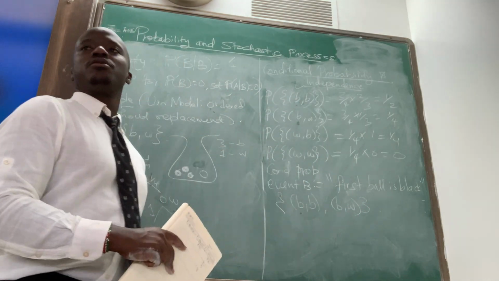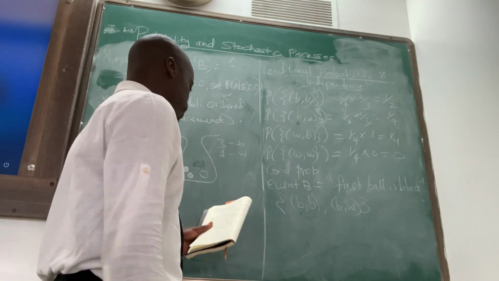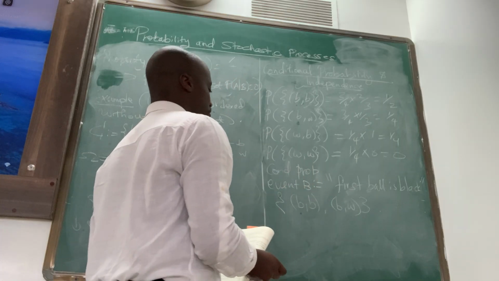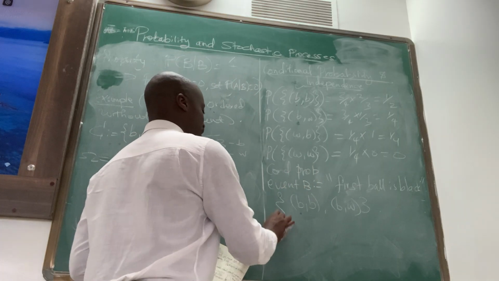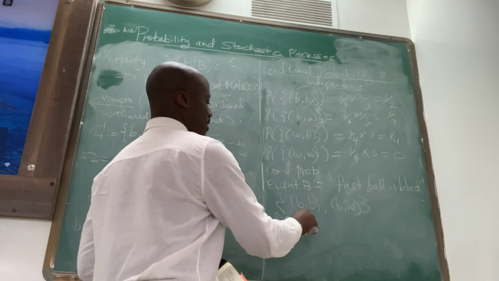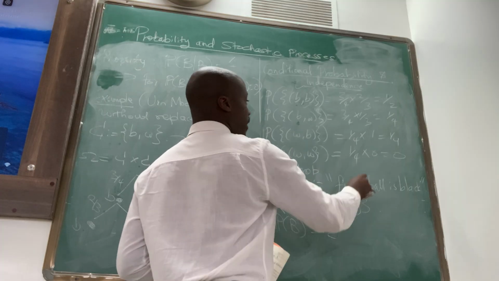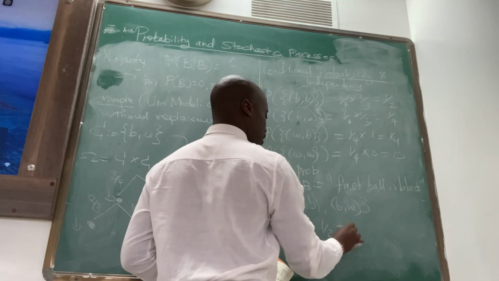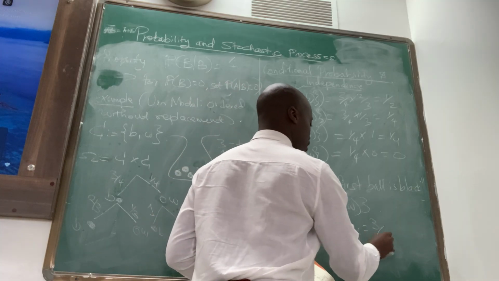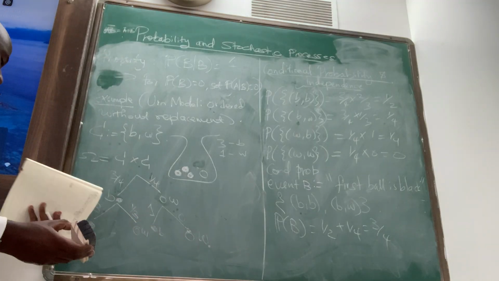ball is black. So if you're calculating this probability, because this is the union of these events, you could just take the probability that the first ball is black: black-black was a half, then black-white was a quarter, and this gives us what? 3/4. So that's the probability that the first ball is black.